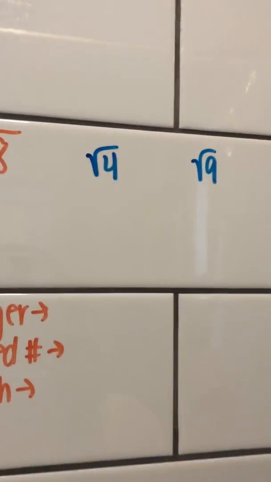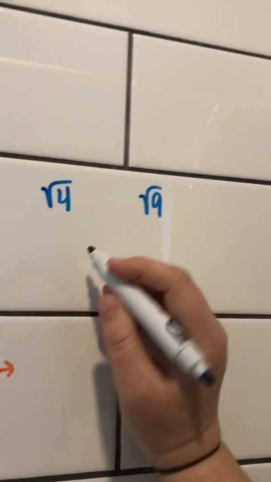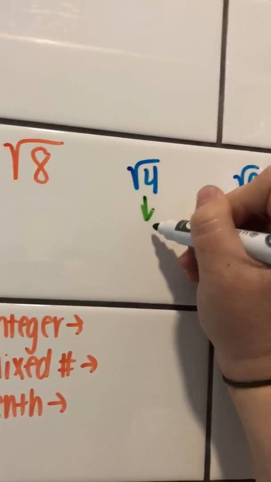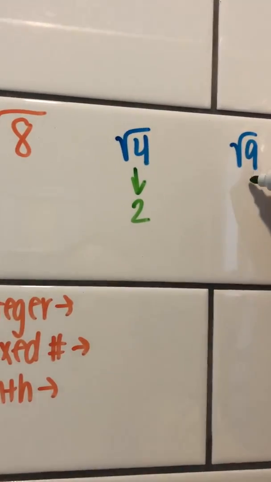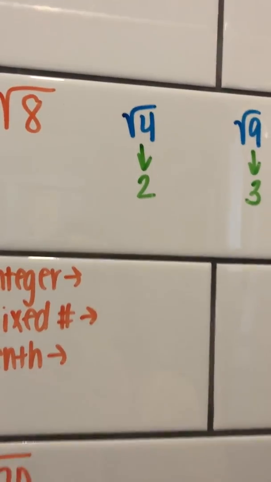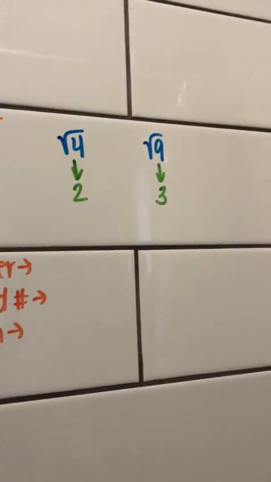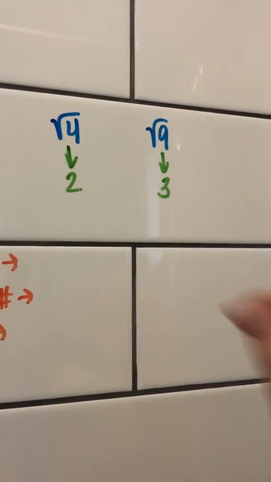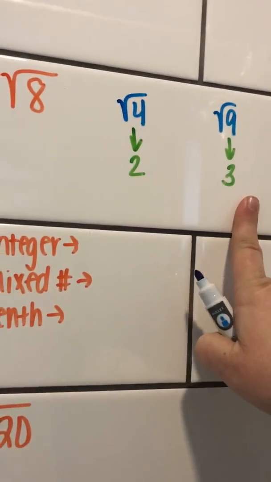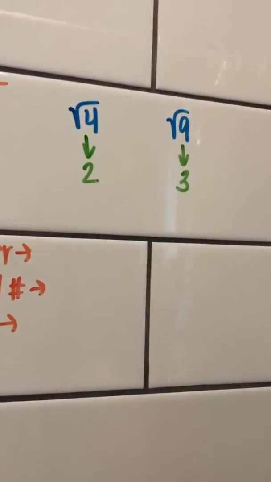And based on the number line, or maybe you already know this, the square root of 4 is 2. The square root of 9 is 3. Therefore, when I'm estimating the square root of 8, I know that that number is going to be in between the number 2 and 3. So it's going to fall somewhere in there.